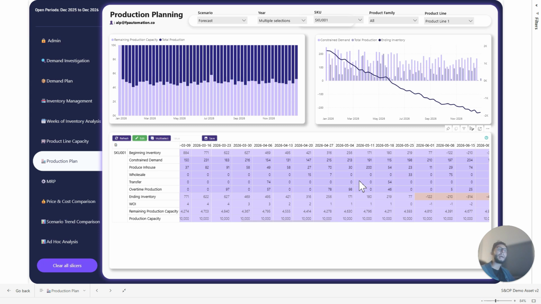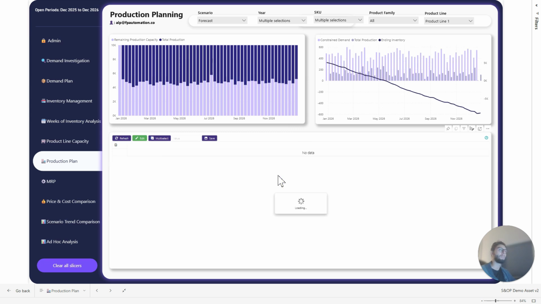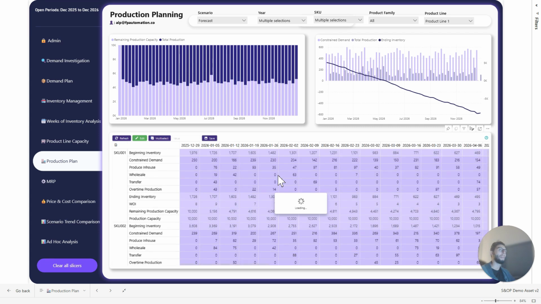So rather than being reactive, you are being proactive and having the right conversations with the supply chain teams to figure out what the options are and how that has an influence on the cost of the business by either wholesaling, producing in-house, or resulting in an overtime production or a transfer. This can be done for one SKU, this can be done for many SKUs. So you can continue to influence other SKUs on your particular list right here, right from within the same screen, and see the changes happening in real time, all within the same matrix visual right here.